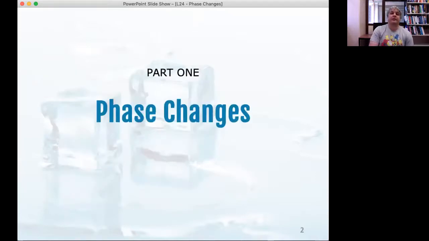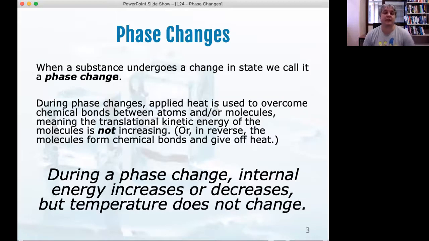First of all, though, phase changes. We're familiar with the different states already, and when a substance changes from one of those states to another, that's called a phase change. That's all it is. So a phase change requires heat being applied to a substance to overcome chemical bonds between atoms and/or molecules. So the translational kinetic energy of the molecules is not actually increasing when this happens.